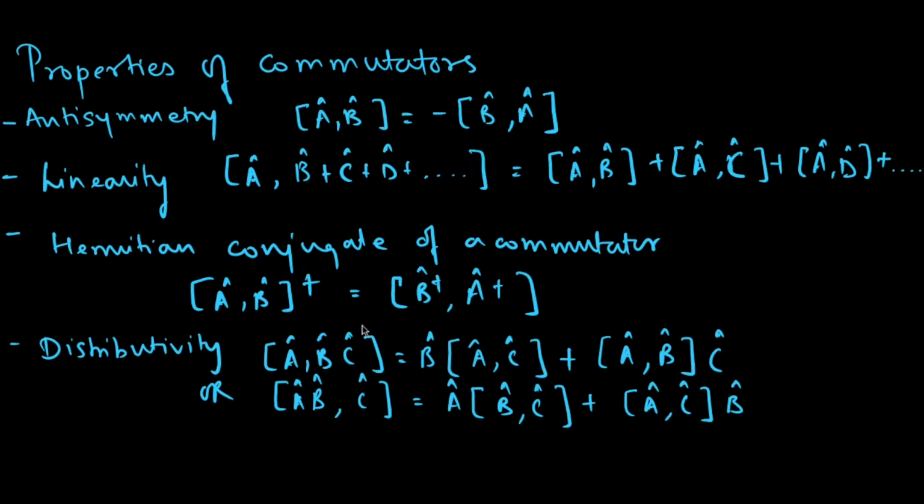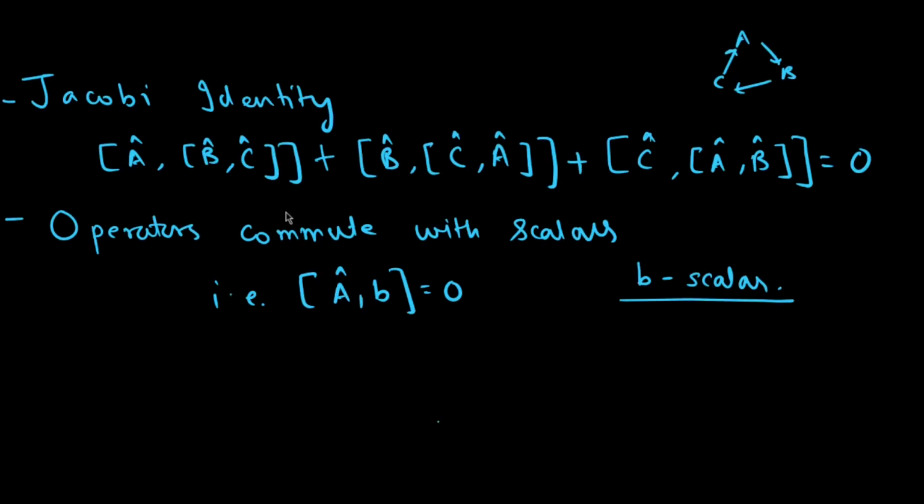Fourth, we see the distributive property. That is, [A, BC] is equal to B[A, C] plus [A, B]C. Or if AB is commutated with C, then A[B, C] plus [A, C]B. Another thing that commutators satisfy is the Jacobi identity, which is given by this expression. Also, all operators commute with scalars. That is, if A is our operator and B is a scalar, then A will always commute with any scalar.